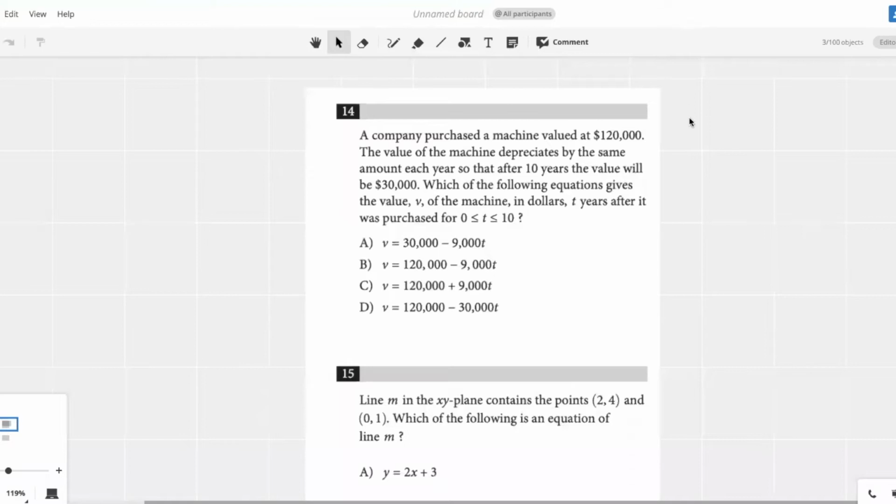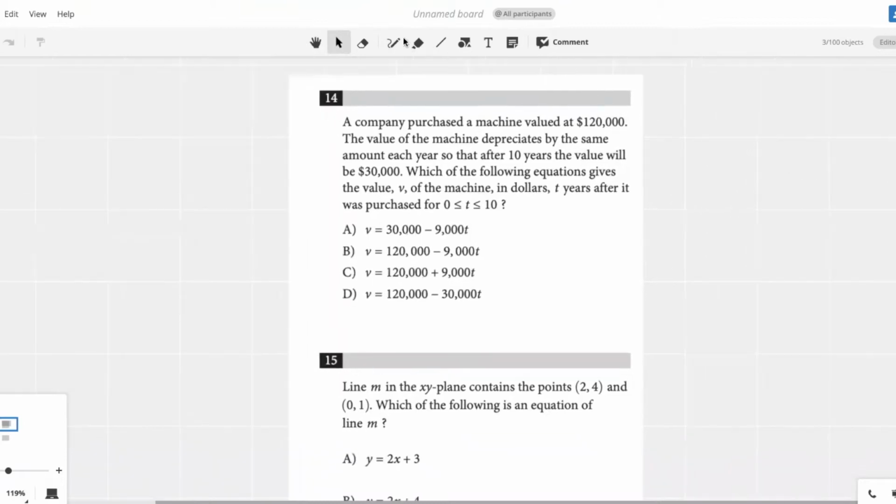All right, so today we're going to take a look at questions 14, 15, and 16 from the SAT Practice Test 9 calculator section. So let's start with number 14.